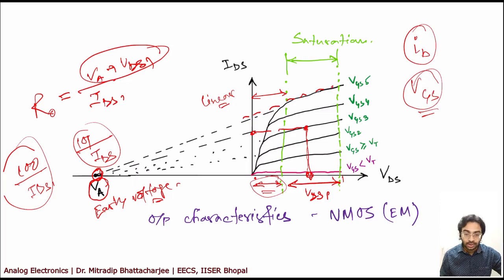Why is it lower? Because input resistance is V equal to IR. So in this case, input resistance will be V in divided by I in, and your I in is sufficiently larger in case of BJT because it is a current control device. So I in is your input.